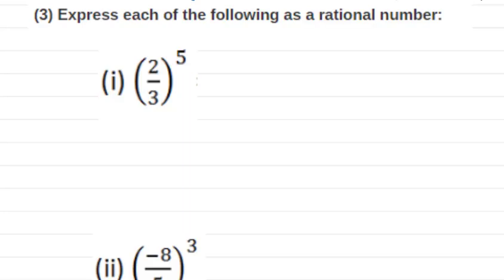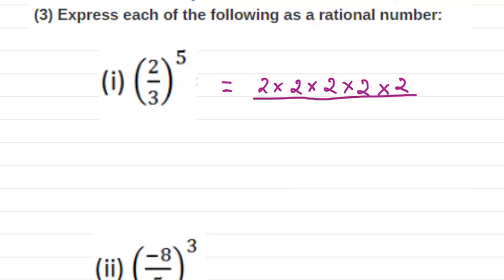In the third question, you have to express each of the following as a rational number. To express this as a rational number, first you will solve the numerator and the denominator also. The first question is 2 by 3 to the power 5. Here 2 is coming how many times? 5 times. So you write 2 five times, divided by 3 also 5 times.